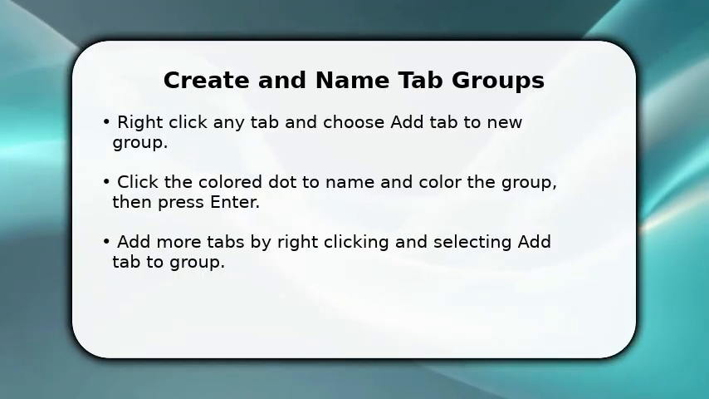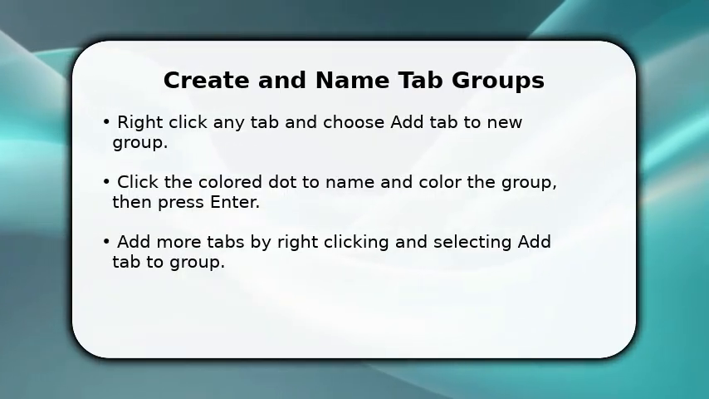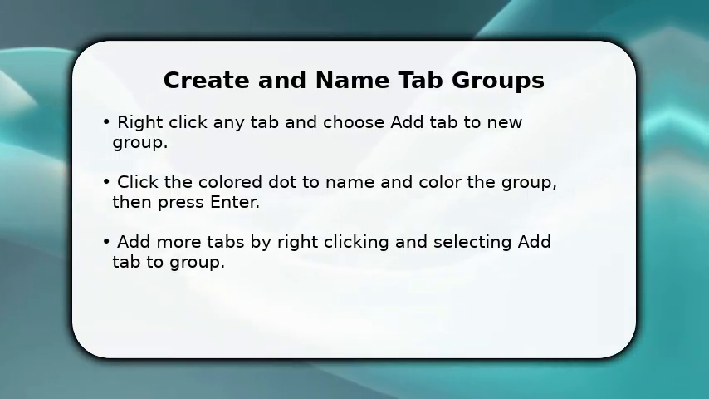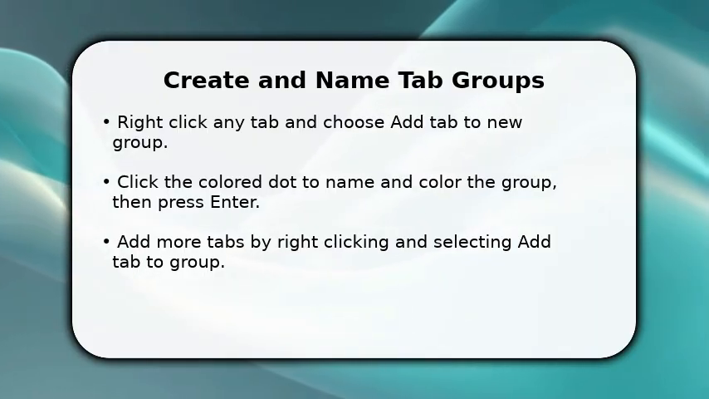I will show you how to create and name tab groups in Chrome. First, right-click a tab and choose Add Tab to New Group. A colored dot appears. Click it to open the Naming and Color menu. Type a short name and press Enter to save the group name.